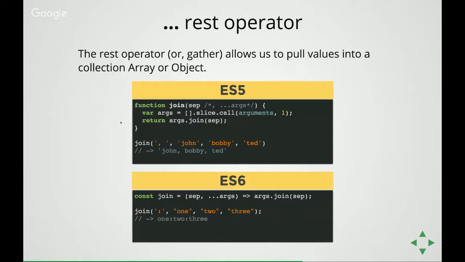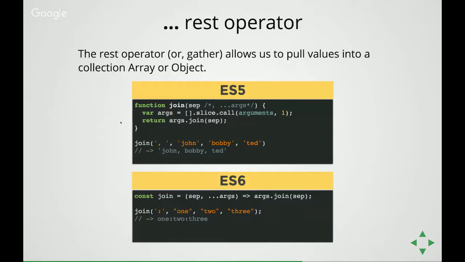So we can use that arguments value and use slice on that to get those arguments as a real array. Arguments is not a real array. It has no array methods on it. You can index it. It has a length. That's it. There's no map, no filter, no reduce. We want to turn that into a real array, which is the reason for that first line in that function. Then we can take all the args that were there and join them with the separator.